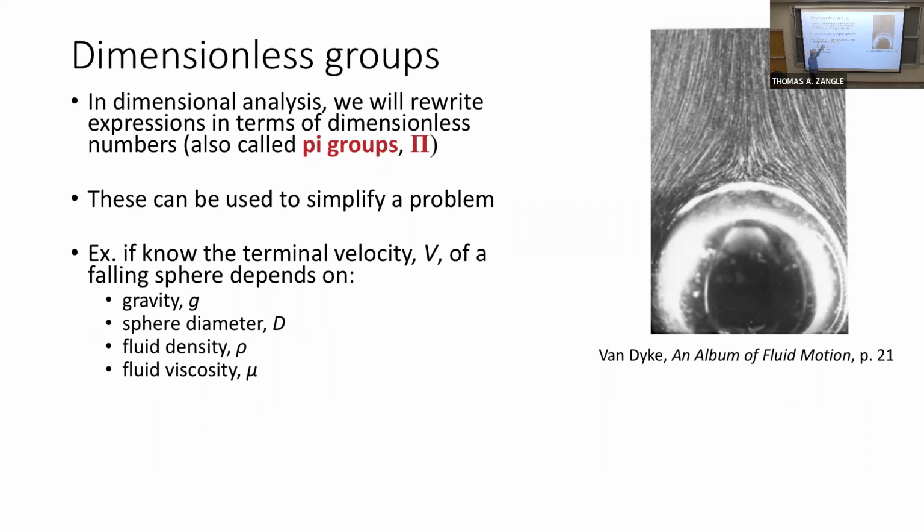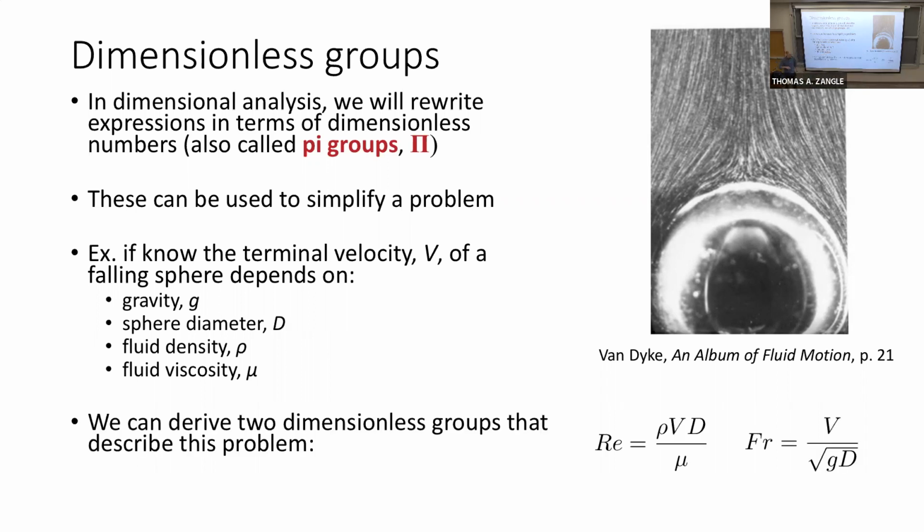So if we pose the problem this way, we say we don't know the details of the flow around this thing, but we just know that these variables are involved. Then we'll show how we can use dimensional analysis to derive two dimensionless groups that describe this problem. One of them is going to be our old friend, the Reynolds number, in this case written as rho V D over mu.